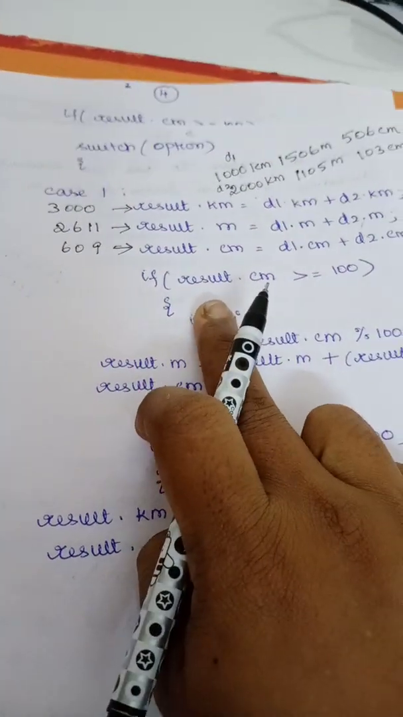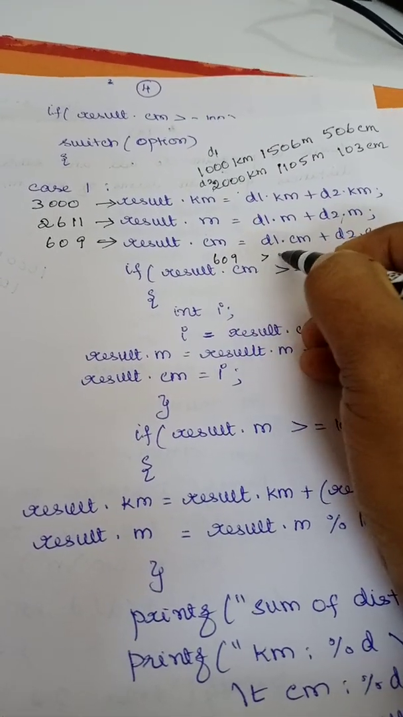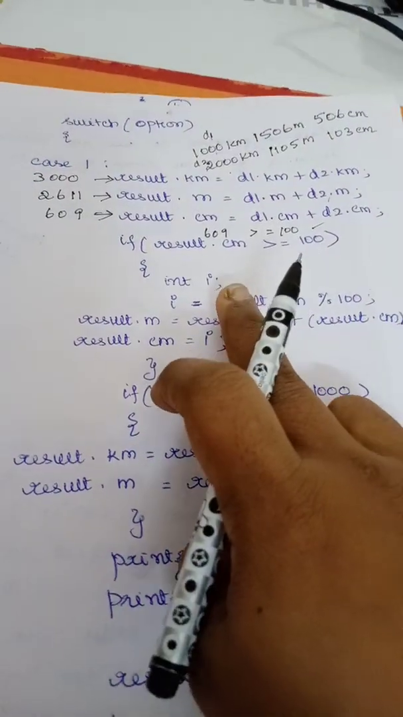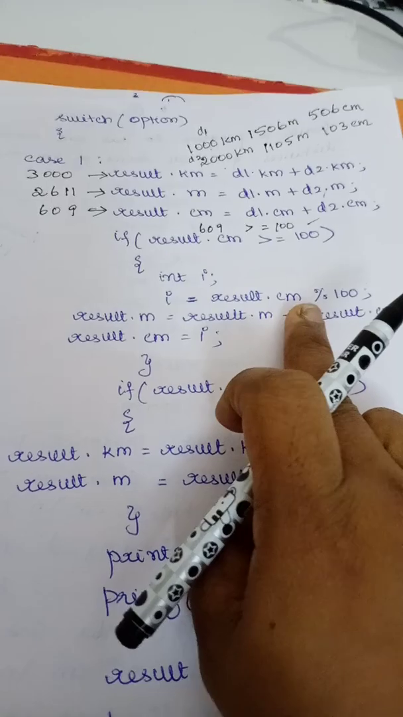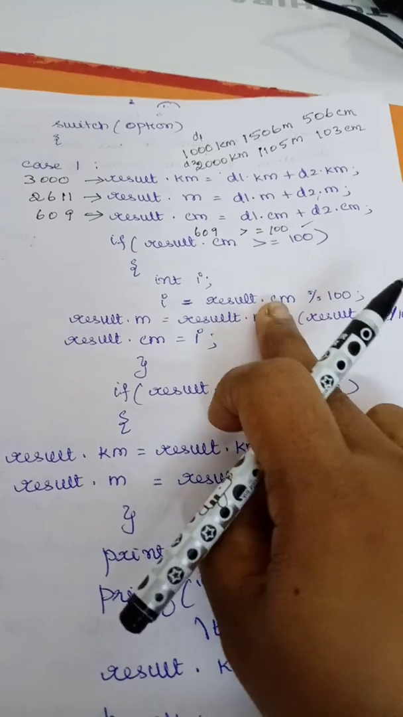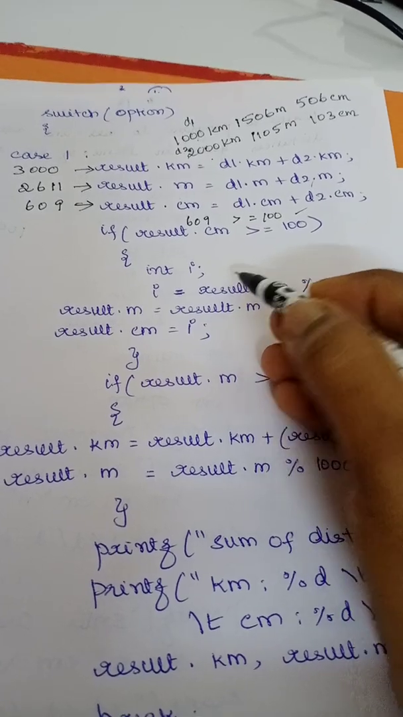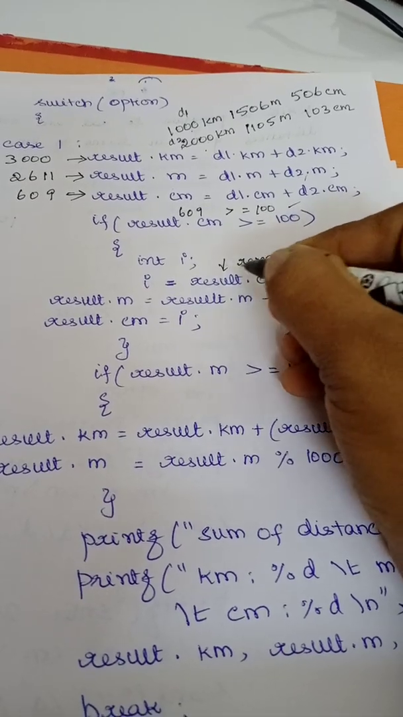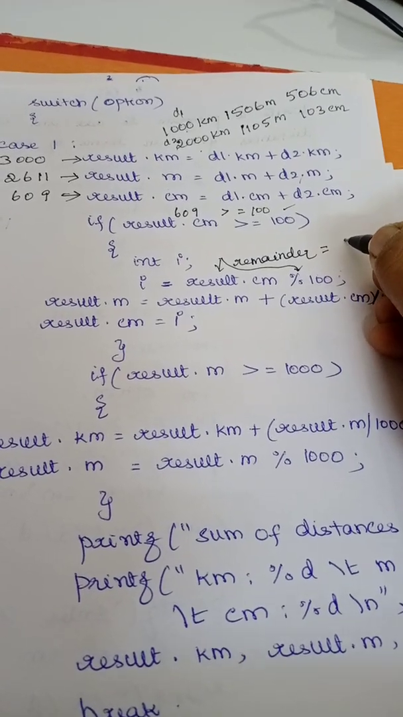Now I will check result.cm. What is my result.cm? 609 is greater than or equal to 100, so the condition is true. I come here, int i. i is equal to result.cm modulus 100. So I am storing the modulus in i. What is the modulus of 609? The modulus is the remainder, so i is nothing but the remainder. The remainder here is going to be 9, right?